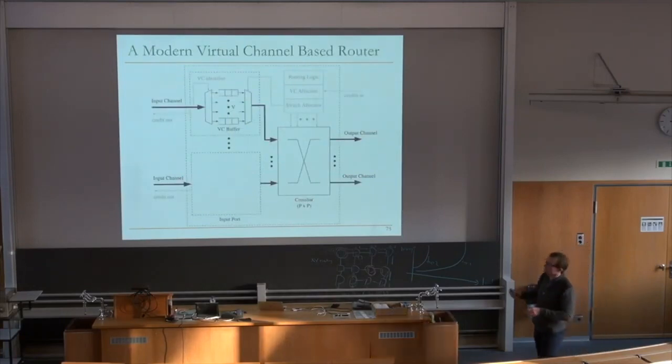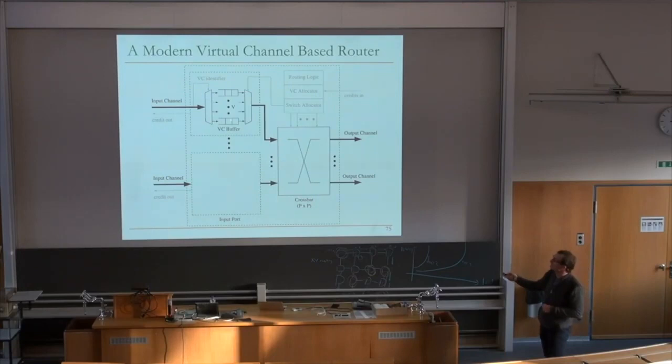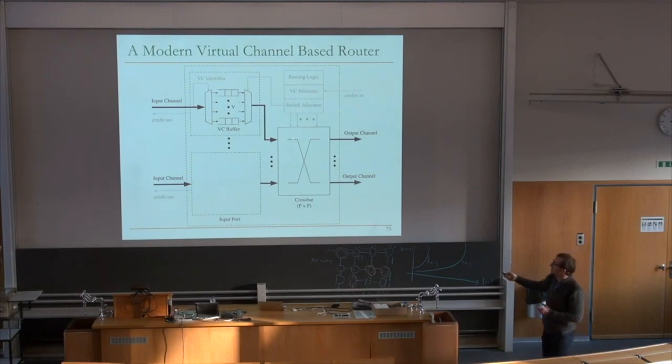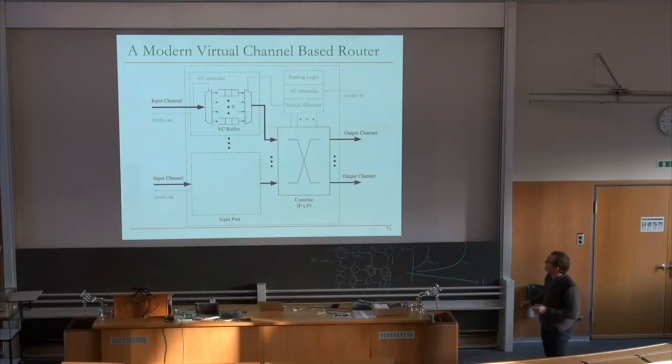A modern virtual channel-based router looks like this. And we're going to stop in a little bit. But basically, you need to manage these input buffers, the virtual channels. You need to decide where to put an input flow, and then you need to do the arbitration. There's routing logic. Essentially, you need to have a virtual channel allocator. You need to have a switch allocator to figure out which virtual channel should be input into the switch, and how should the switch be configured. And of course, you need to do the route computation logic.